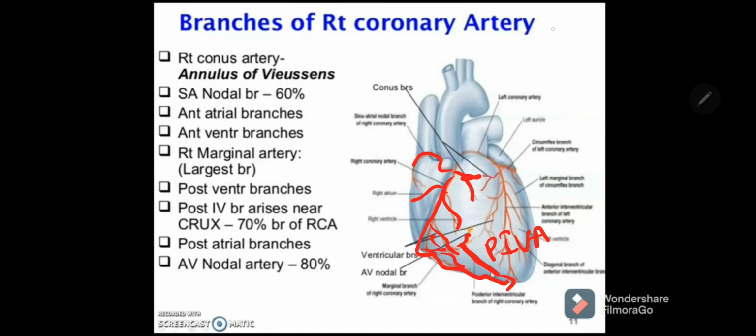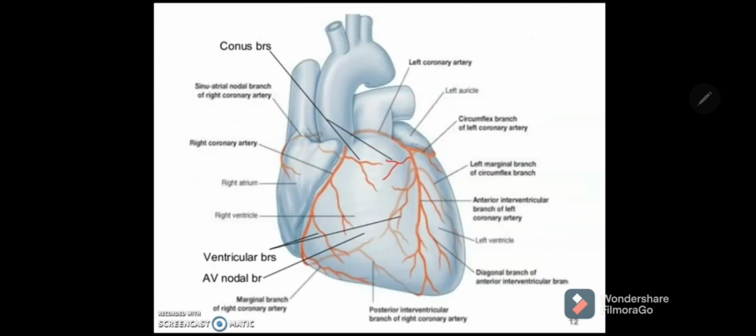artery. And in 80% of the cases it supplies the AV node, and in 60% of the cases it supplies the SA node. So the SA node is supplied by the right coronary artery in 60% of cases, and the AV node is supplied by the right coronary artery in 80% of cases.